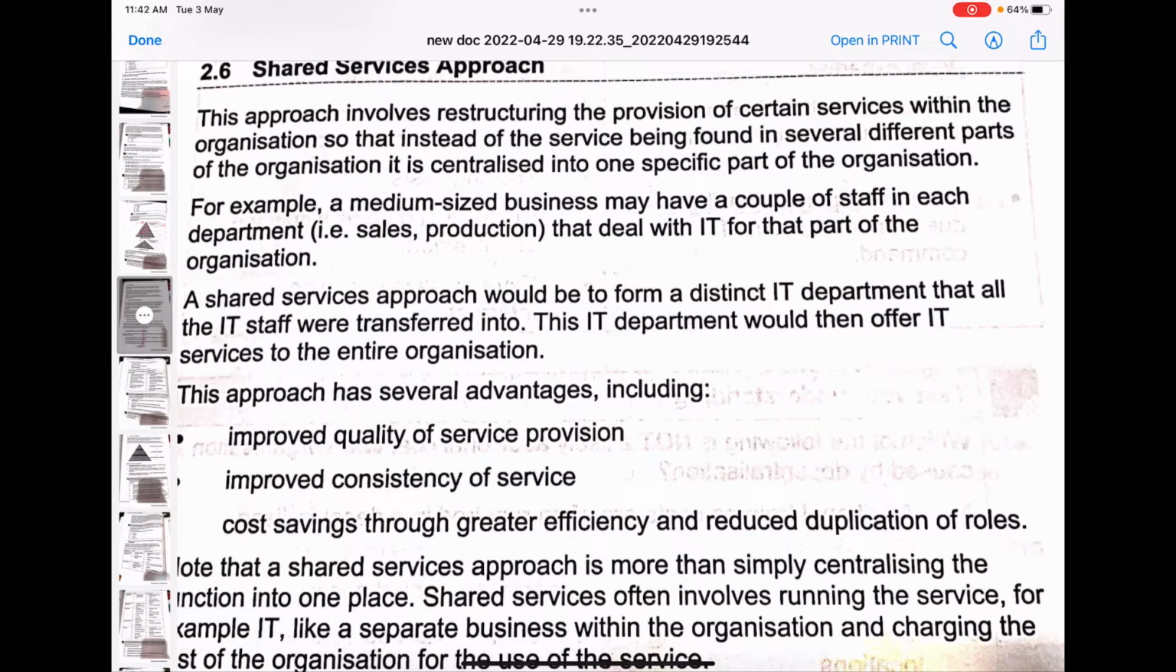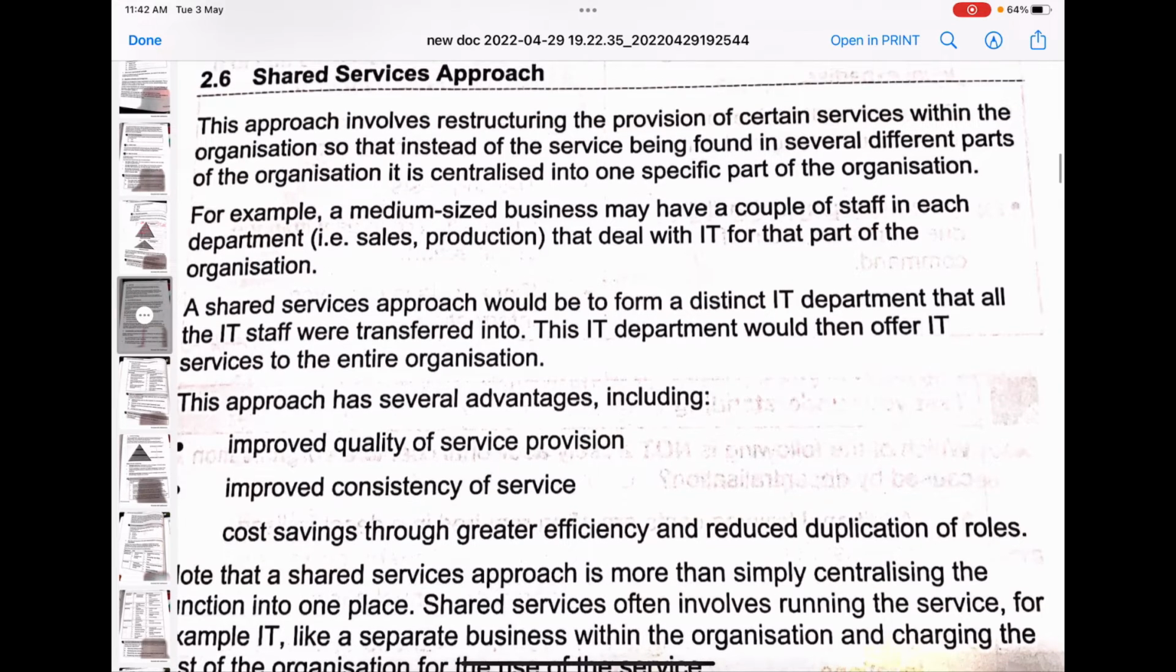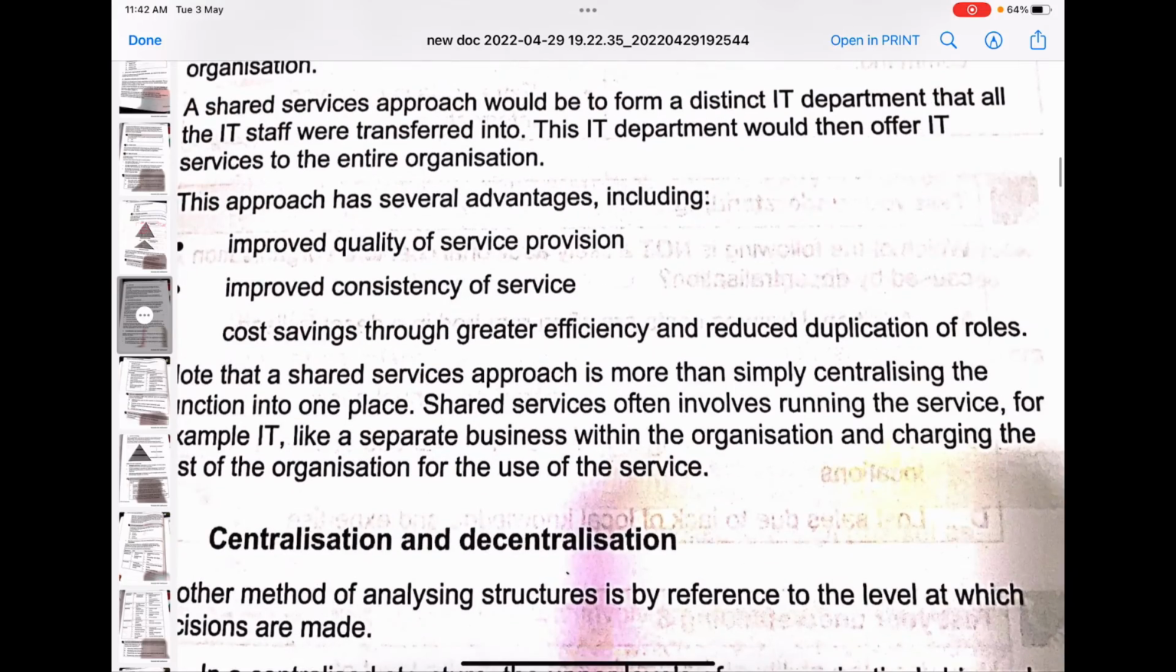This approach involves restructuring the provision of certain services within the organization so that instead of the service being found in several different parts of the organization, it is centralized into one specific part of the organization. For example, a medium sized business may have a couple of staff in each department, sales, production, that deal with IT for that part of the organization. So, a shared services approach would be to form a distinct IT department that all the IT staff were transferred into. This IT department would then offer IT services to the entire organization.